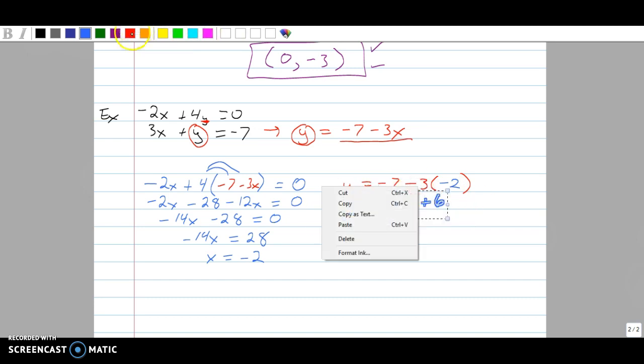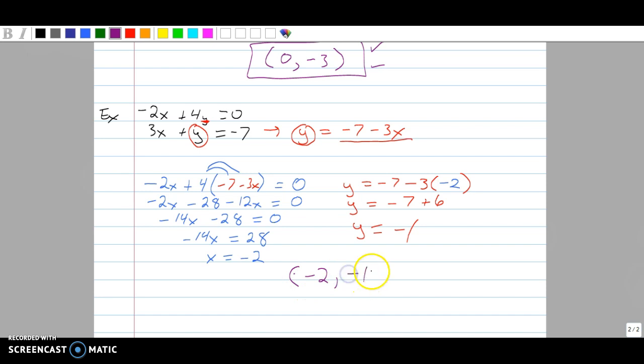I got that in the wrong color. Sorry, y'all. Negative 7 plus 6 is y is equal to negative 1. So our final answer is negative 2 comma negative 1.